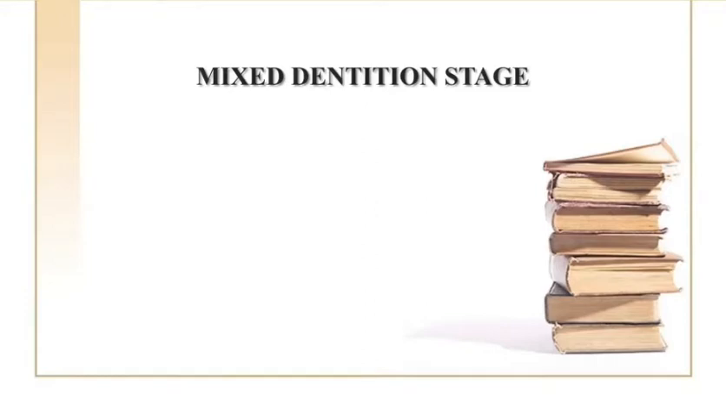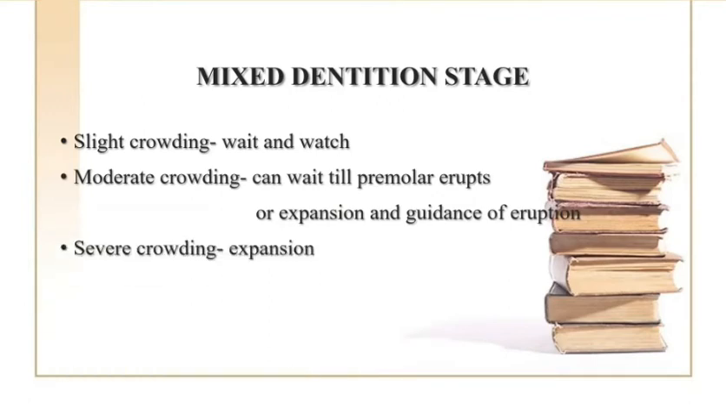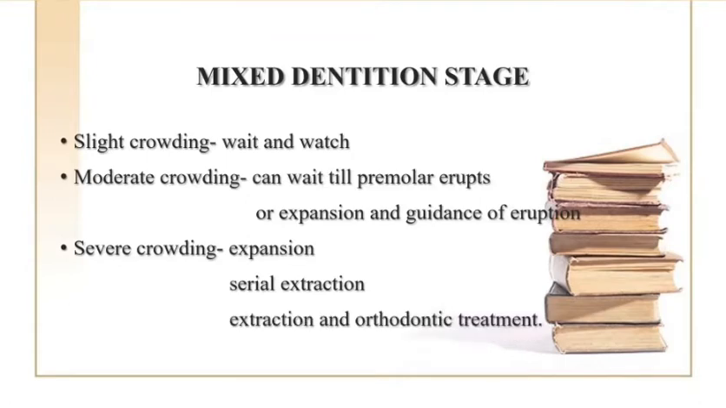Coming to the mixed dentition stage, we have to check for the severity of the crowding. If the crowding is slight, wait and watch. If it is moderate, we can wait till premolar erupts, or do expansion and guidance of the eruption. In case of severe crowding, expansion can be done along with serial extractions. Extraction and orthodontic treatment can be done.